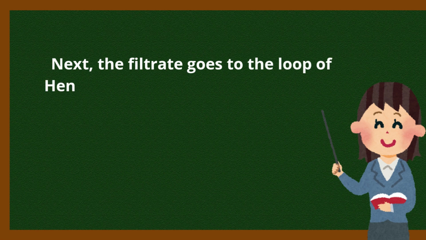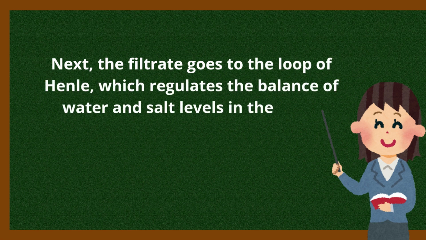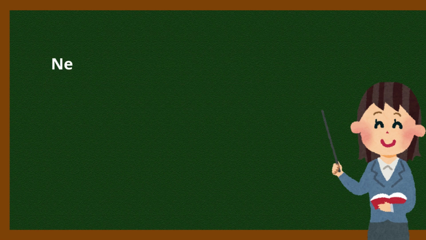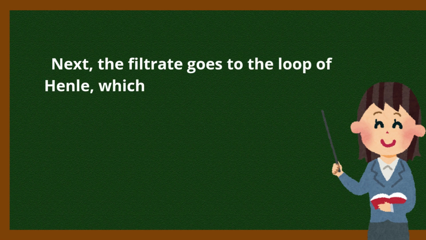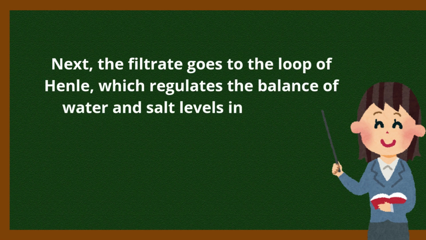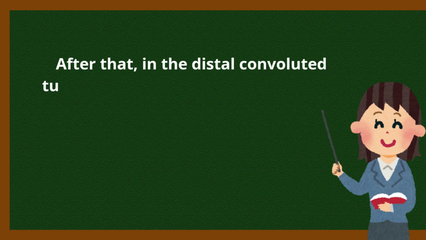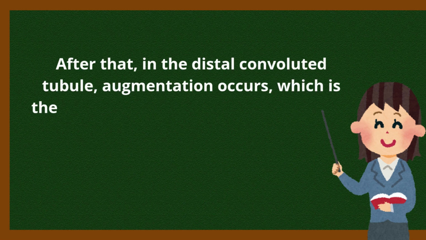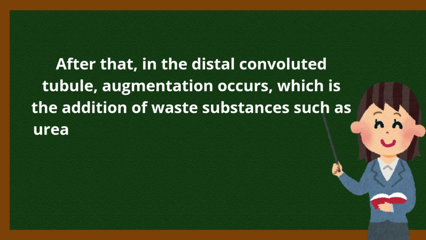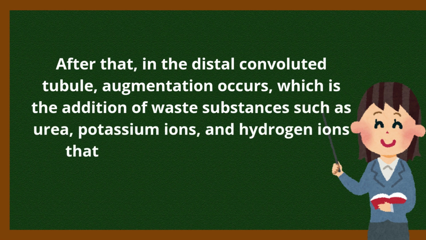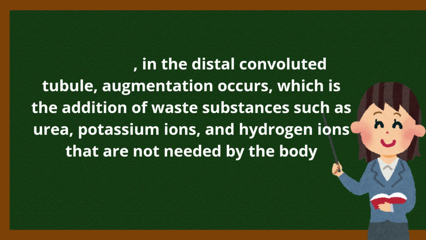Next, the filtrate goes to the loop of Henle, which regulates the balance of water and salt levels in the body. After that, in the distal convoluted tubule, augmentation occurs, which is the addition of waste substances such as urea, potassium ions, and hydrogen ions that are not needed by the body.